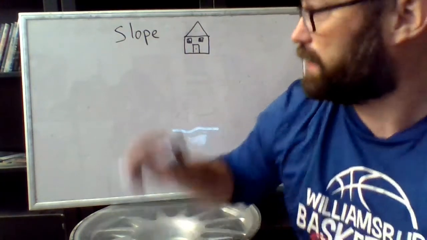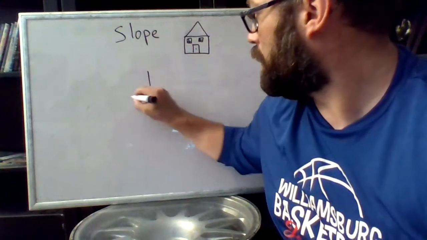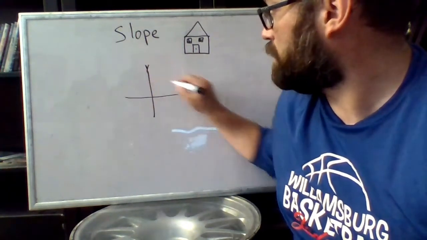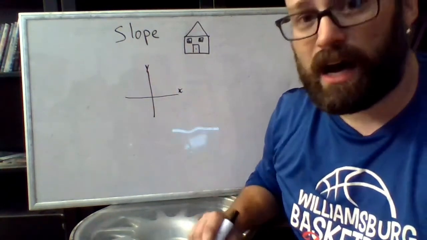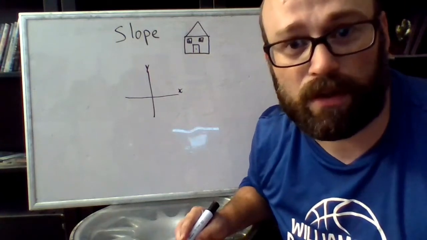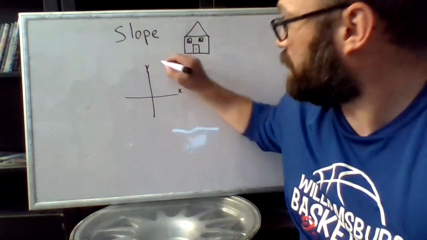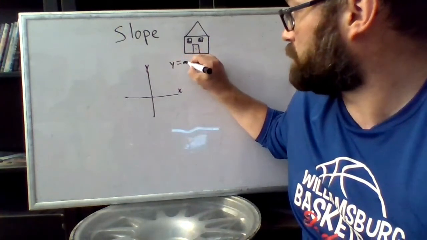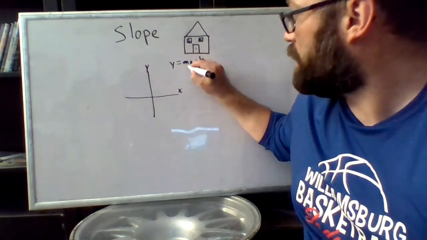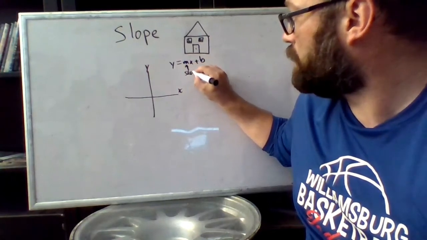Now, if we're looking at a graph, an XY graph, we have a Y and an X axis. We have different types of slope involved here. This is a linear function. It's part of this y equals mx plus b, and we're going to talk about that here in a second. This m is the slope.